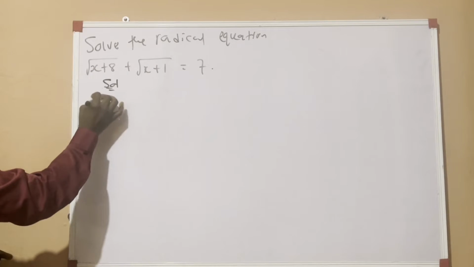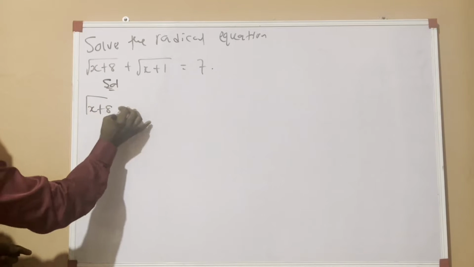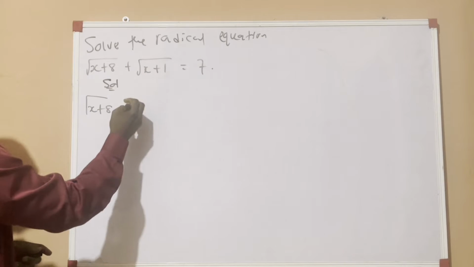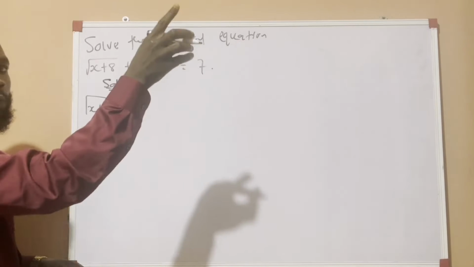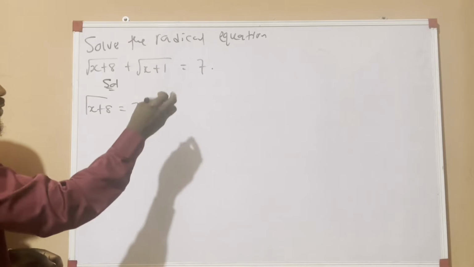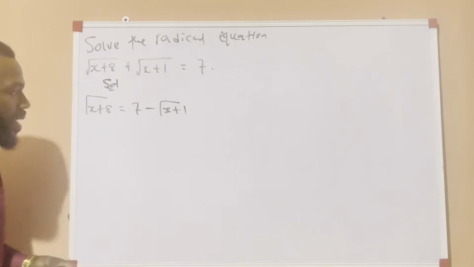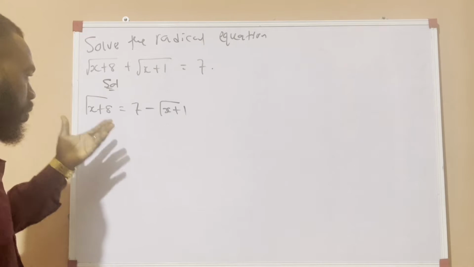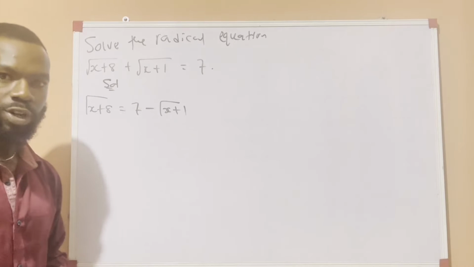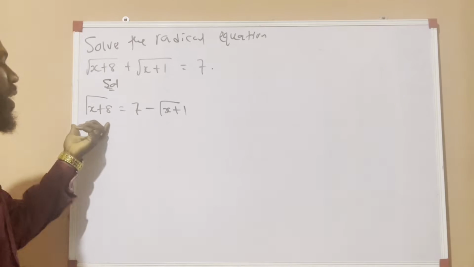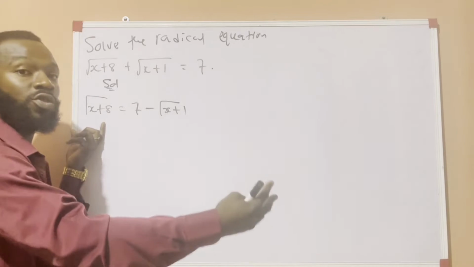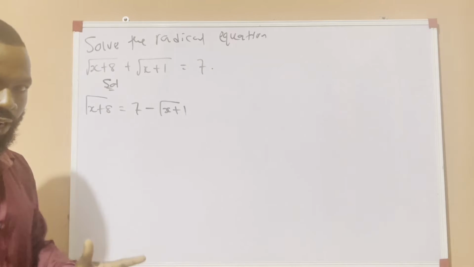So we are left now with root x plus 8. What we have here is 7. When positive root x plus 1 crosses, it becomes negative root x plus 1. What is the next stage? We are going to take the square of both sides of the equation. Don't forget, whatever you do to the left-hand side of the equation, you also do to the right-hand side, and vice versa.